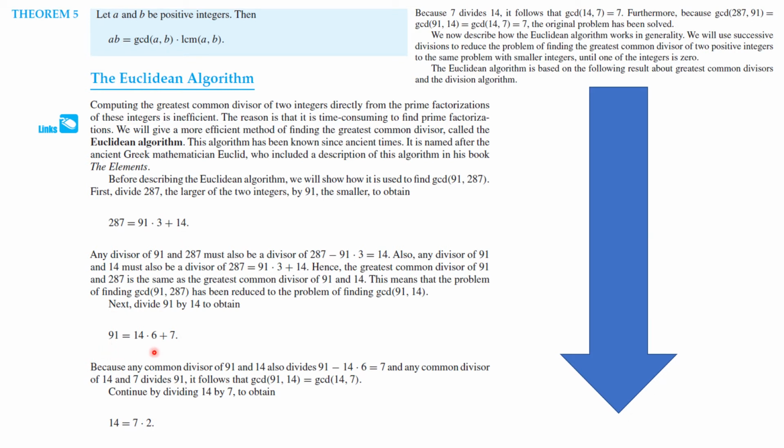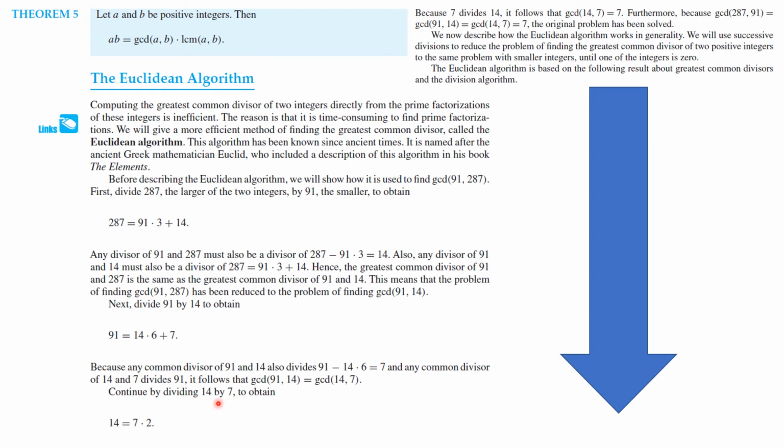And so when I do that, I have this, and this is what the division algorithm says. It is 91 is equal to 14 times 6 plus 7. Because any common divisor of 91 and 14 also divides 7 because of this, and any divisor of this divides 91, it follows the GCD is the GCD of 7 and 14. So I can do it again.